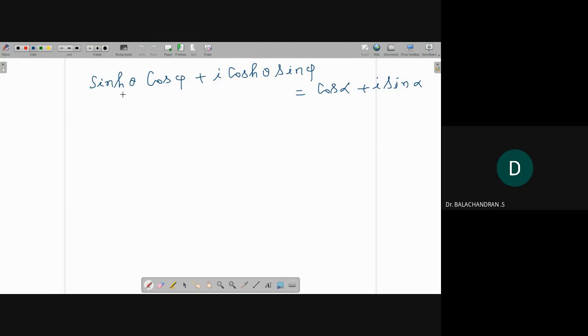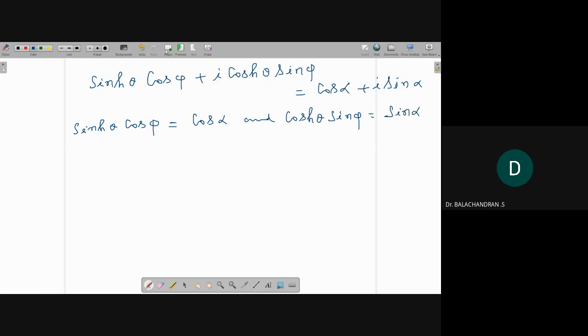Now, if you compare the real and the imaginary part, sinh theta into cos phi equal to cos alpha. And similarly, one more thing: if you compare the imaginary part, cosh theta into sin phi equal to sin alpha.